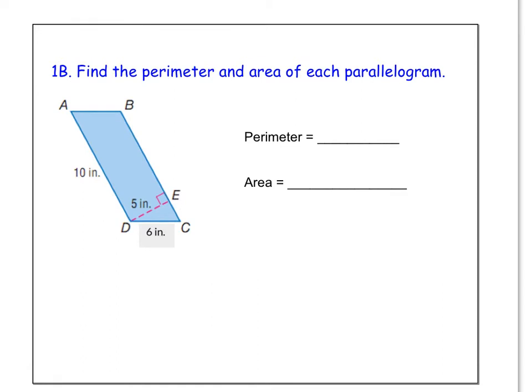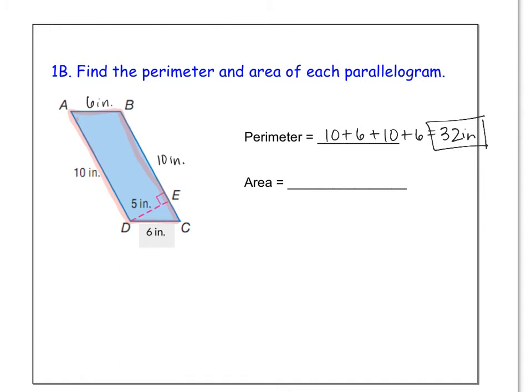1b, find the perimeter and area of each parallelogram. So on this one, we want to start by finding the perimeter. Remember, perimeter is the distance around. And remember, if it's a parallelogram, opposite sides are congruent. So this side on the right would be 10 inches, and the side at the top would be 6 inches. It would be equal to the side across from it. So for perimeter, we're going to take all of those sides and add them together. So 10, 6, 10, 6. It's the distance around the outside. So 10 plus 6 plus 10 plus 6 is 32, and it would be inches.